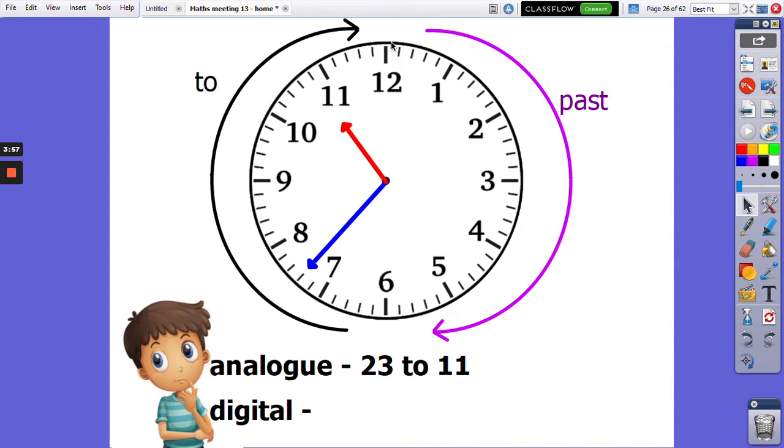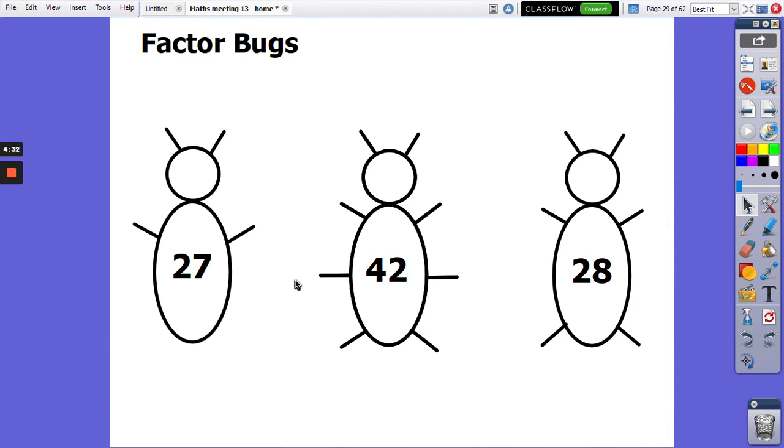Okay, let's do the digital time now. Remember, digital time doesn't like going to. Digital time has to go past. So what hour have we gone past if we're travelling to the 11? That's right, we've travelled past the 10. But how many minutes has our minute hand travelled from the 12 in this direction? Okay, well, we could count 5, 10, 15, 20, 25, 30, 35, 36, 37. 10:37. Well done if you got the analog time. Well done if you got the digital time. Well done if you got both.